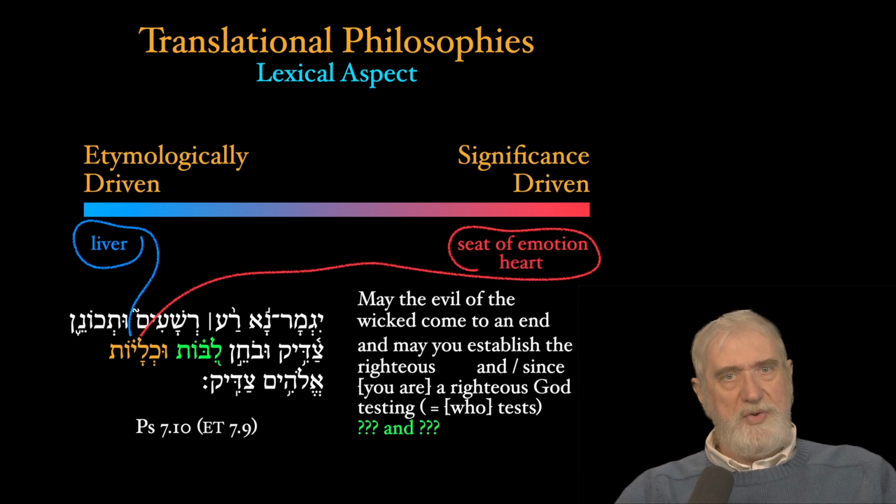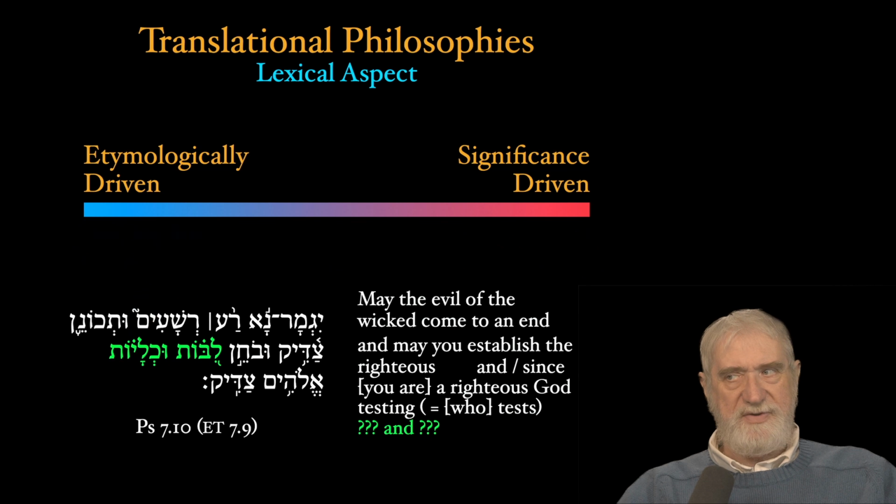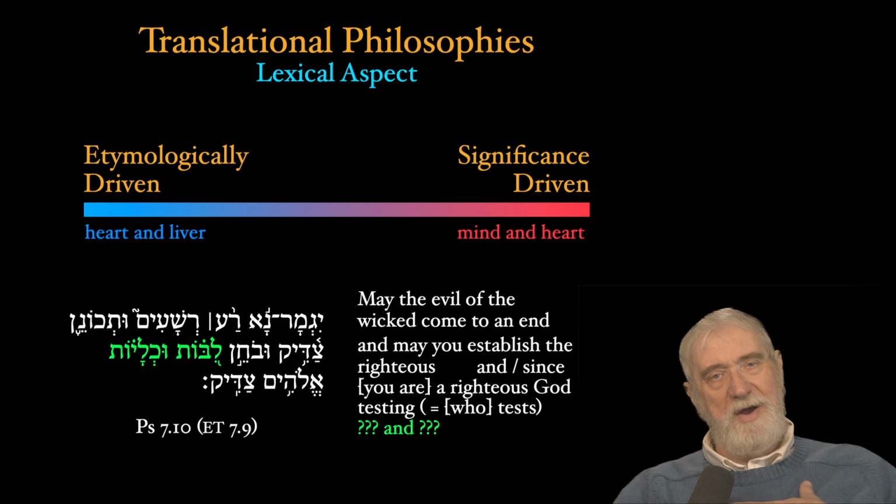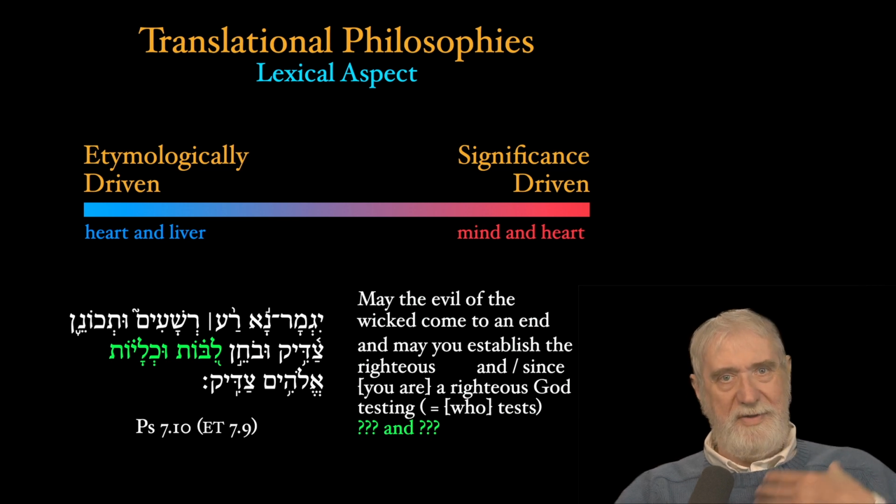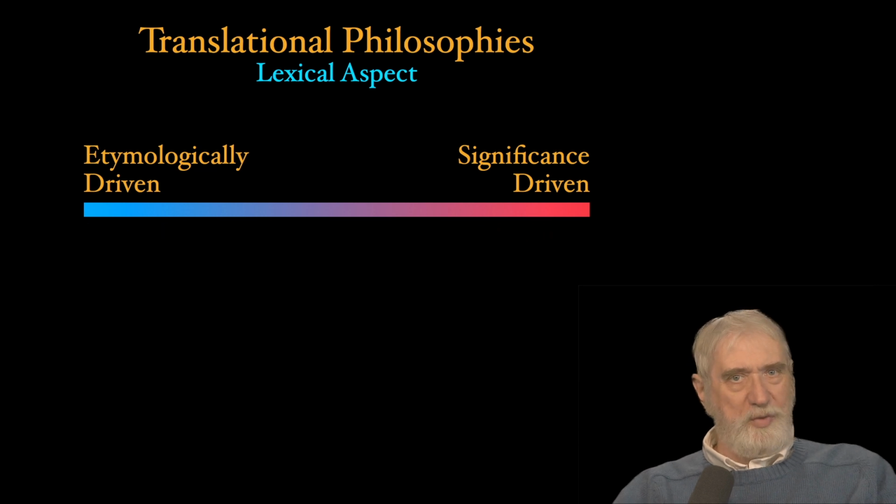So we have two different approaches that would yield two pretty different renderings of this last phrase. An etymologically driven approach might render them something like heart and liver, whereas a significance driven approach might render them something like mind and heart, because we think of the heart as the place connected with emotions rather than with thoughts. So let's look at how some actual translations render this phrase.